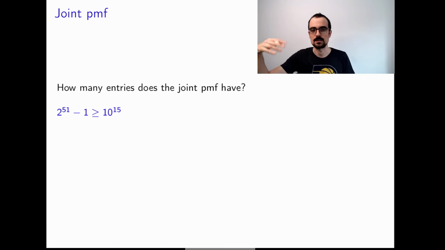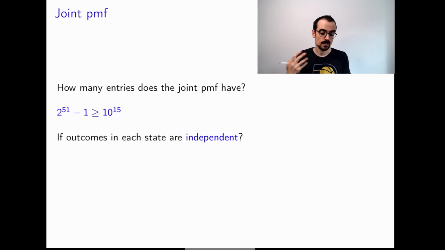And if you have continuous random variables, it gets even worse, obviously. So what do you need to do? You have to assume independence or conditional independence. Okay, so in this case, assume that the outcomes in each state are independent. You say, like, whatever happens in California does not affect whatever happens in New York.